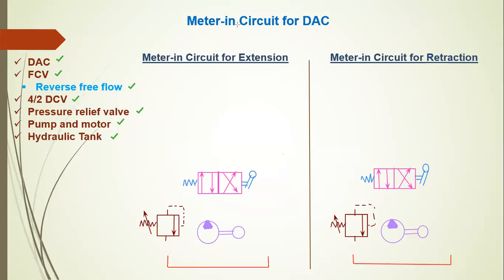This is the complete drawing for the 4x2 direction control valve. Next, we require one FCV with a specific type of reverse free flow. First, we have to draw a double acting cylinder. Here we have to draw the double acting cylinder.